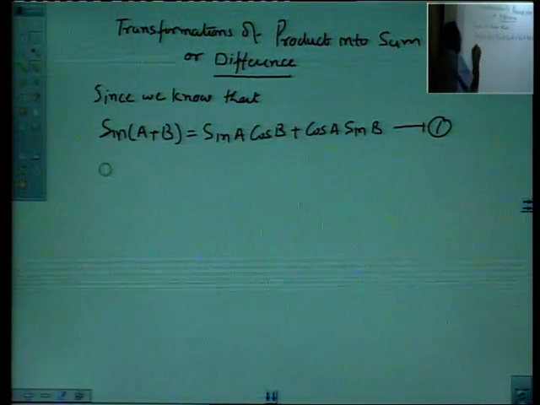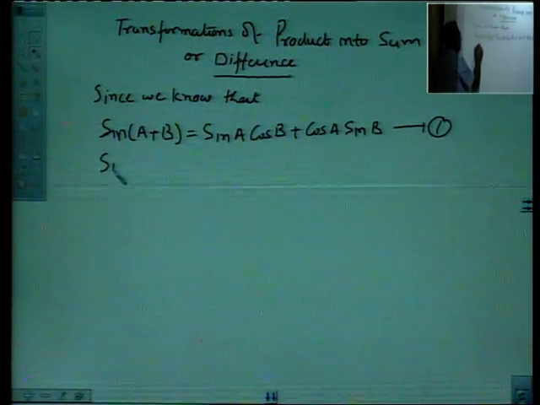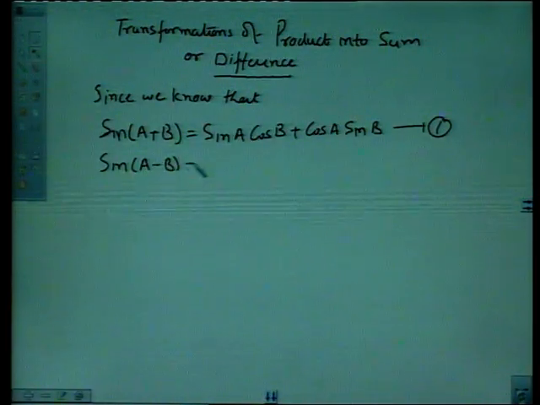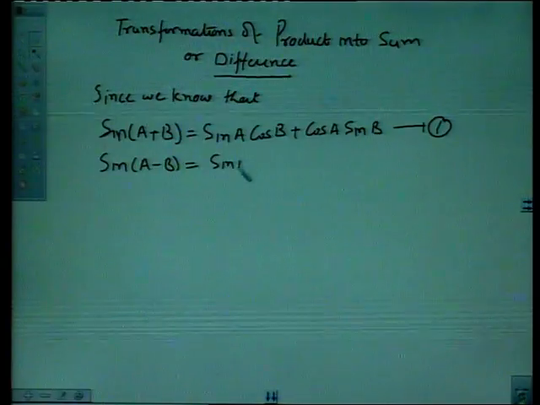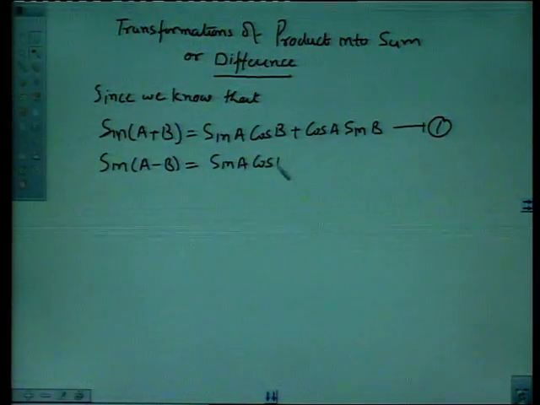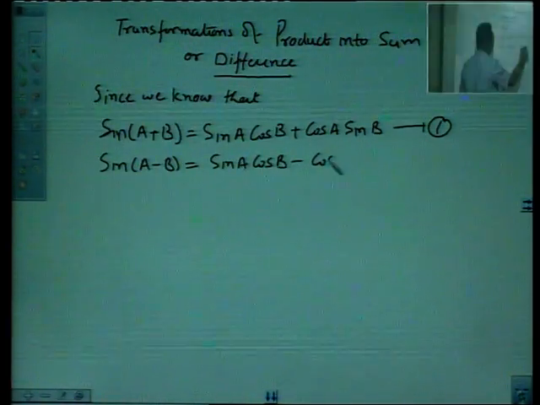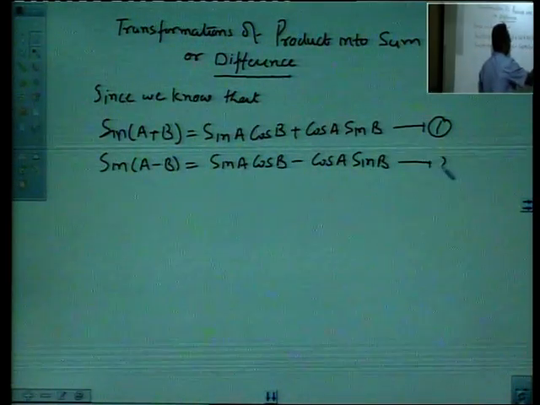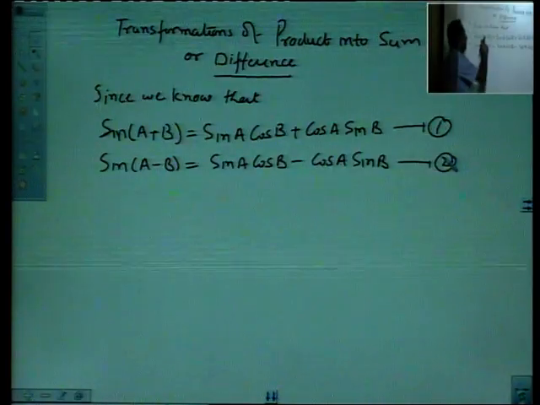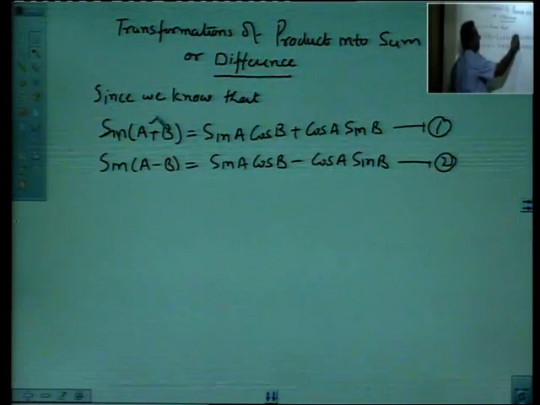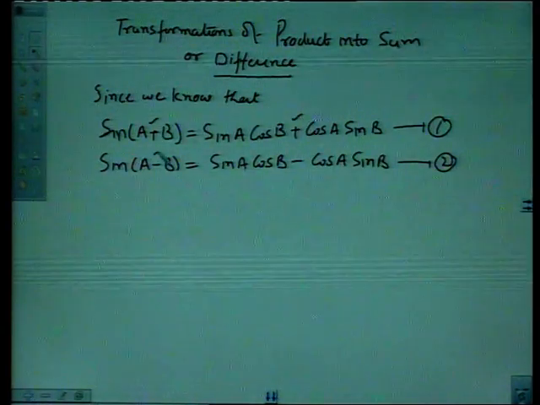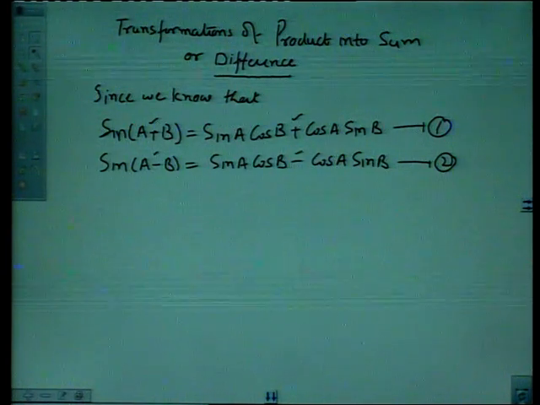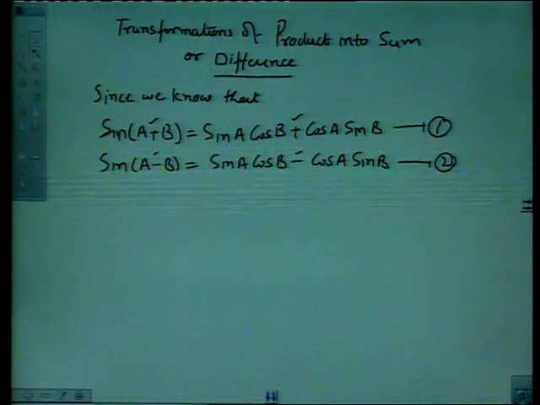The second formula is sin A minus B. This is also known to you, it is sin A cos B minus cos A sin B. For the plus we have plus here, and for the negative sign we have this negative sign. So, this is sin A plus B and sin A minus B.